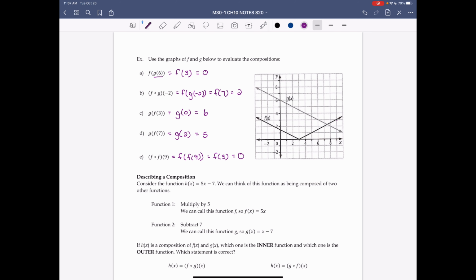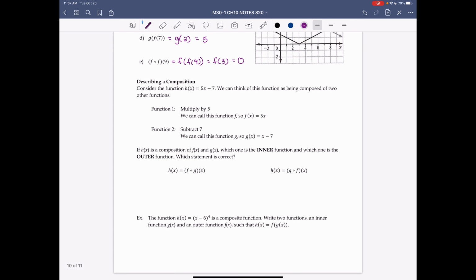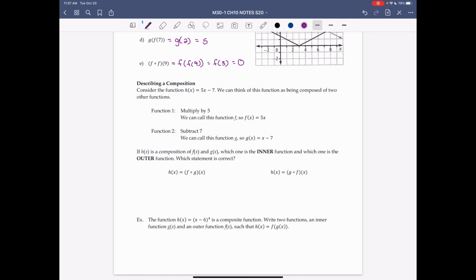Describing a composition. Consider the function h of x equals 5x minus 7. We can think of this function as being composed of two other functions. Function 1, multiply by 5. We can call this function f, so f of x would equal 5x. And then function 2, subtract 7. We can call this function g, so g of x would equal x minus 7.